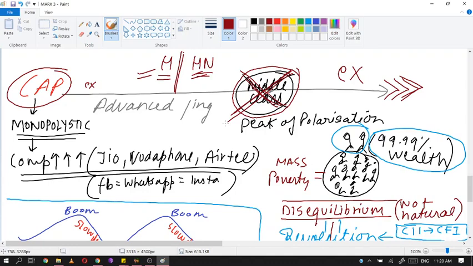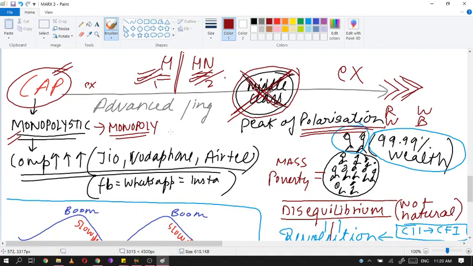Polarization means two, right and wrong, white and black. So at the peak of polarization or the peak of exploitation, you will have only two, haves and have not. Understand, for Marx, capitalism is monopolistic in nature. Monopoly, keyword, monopoly means one player only in the market. As capitalism will progress, exploitation will increase, competition will become tougher and tougher. Monopoly means one only.